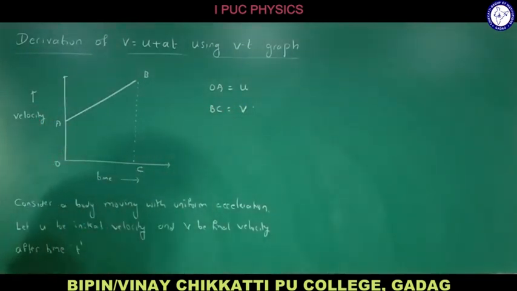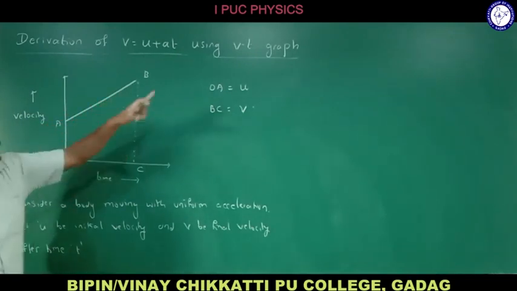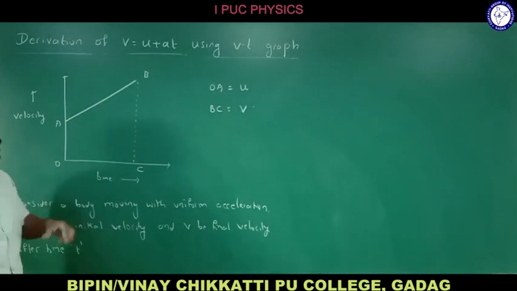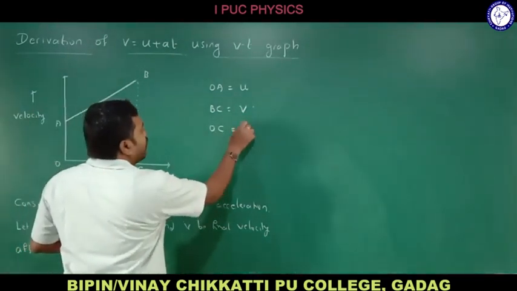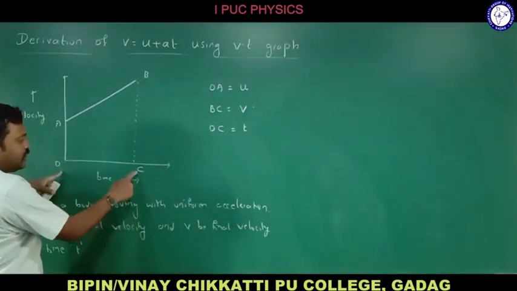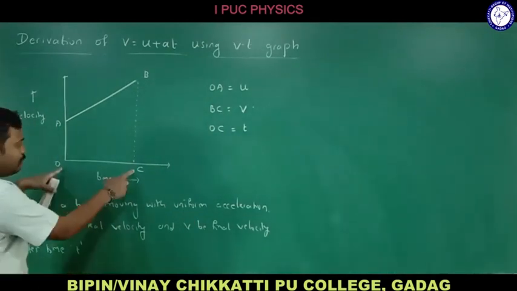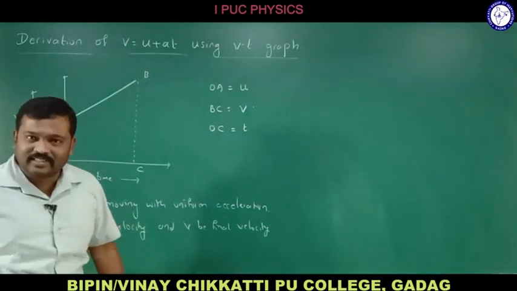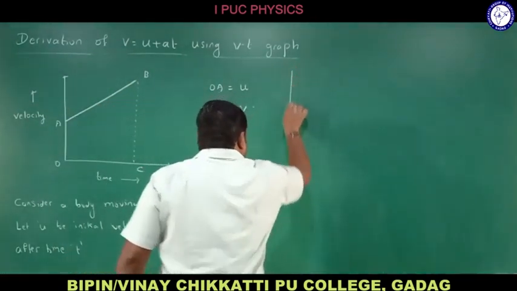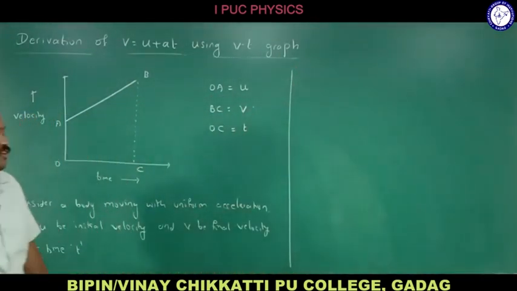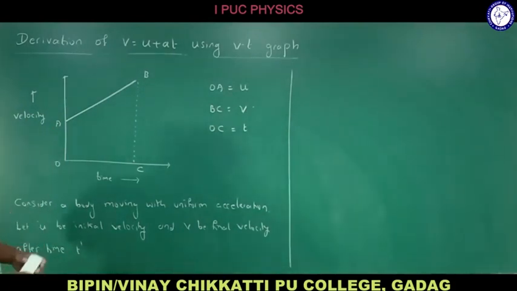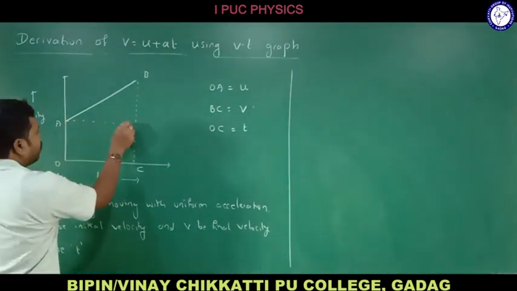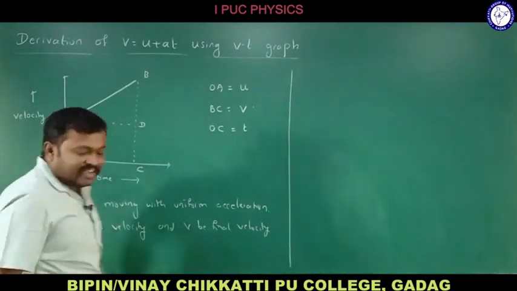Do remember, on the y-axis we are plotting velocity. OA is the initial velocity and BC is the final velocity. Let me call OC the time t. After time t, velocity increases from u to v. Now let me continue with the mathematical form. Let me make a certain construction here: draw a perpendicular line and name the point D.